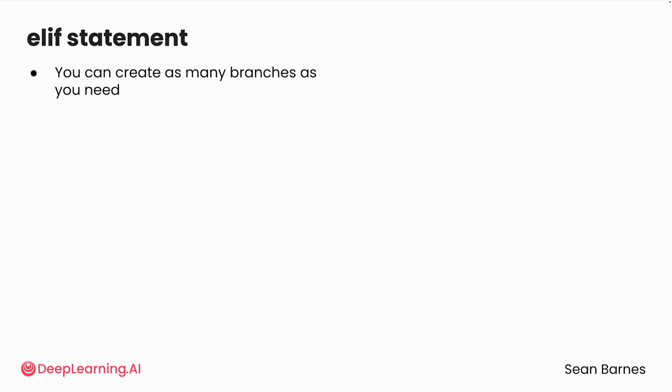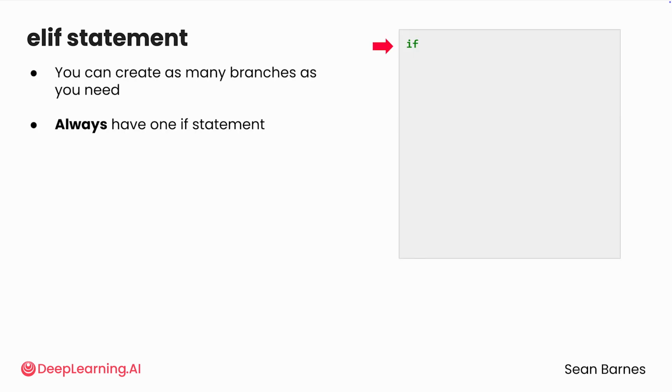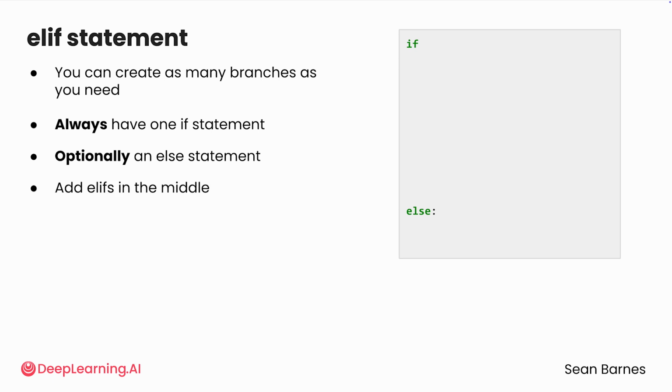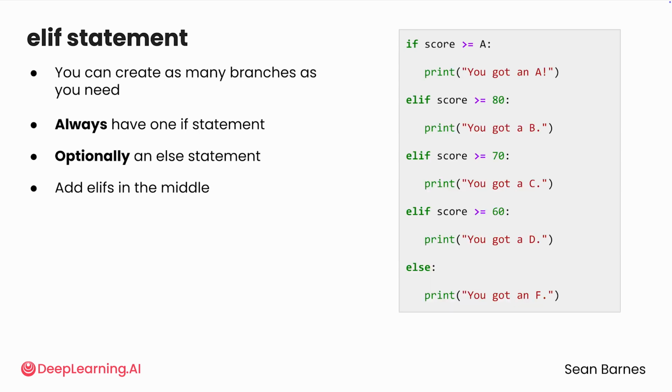You can create as many branches as you need. You always have one if statement, and optionally an else statement. And if you need more than 2 branches, you can add elifs in the middle. 1 elif, 2 elifs, or as many as you need. You can also have just if and elif statements, a pattern you can use if you don't need a catch-all bucket at the end. Notice the descending pattern in the scores.